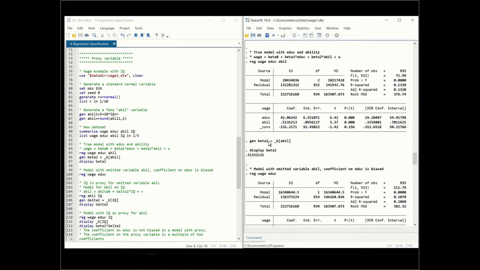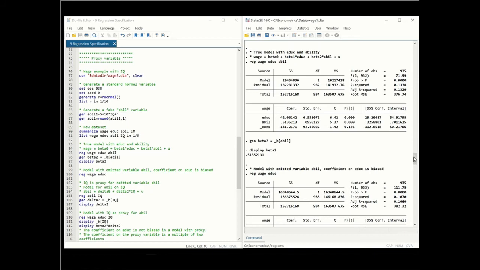And here I would generate beta 2, which is underscore B. This means pick up the coefficient on the ability variable. And when we are displaying beta 2, we would see that this is that coefficient here, the coefficient on ability. I'm just storing this in memory as beta 2.